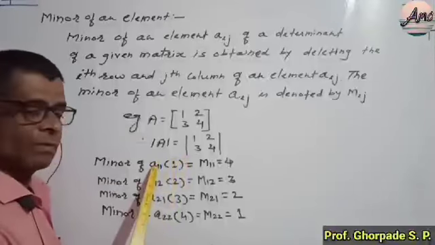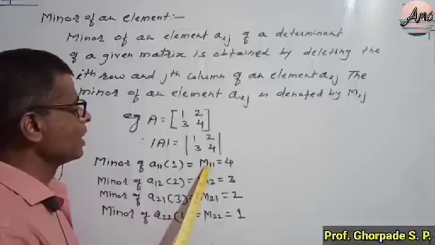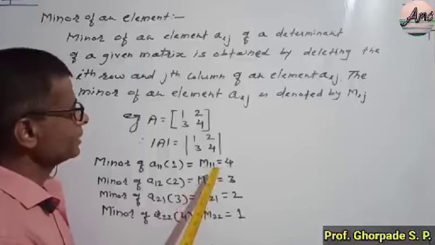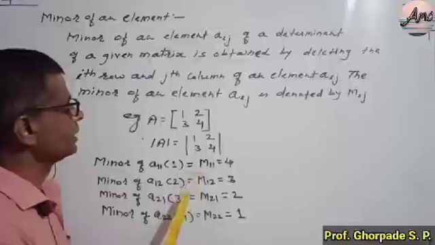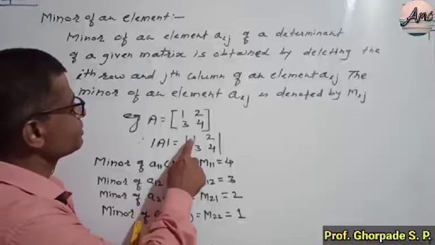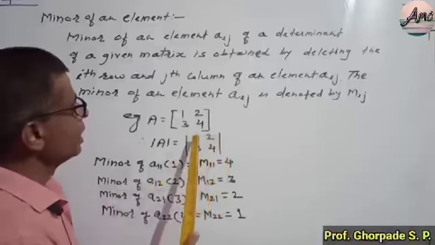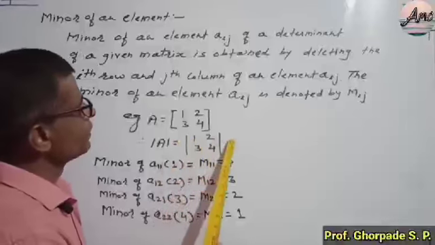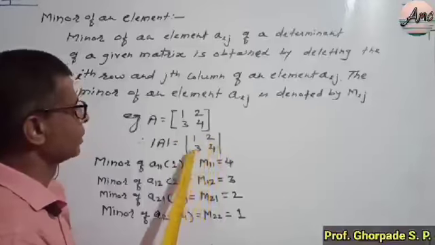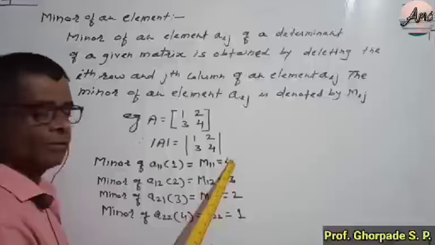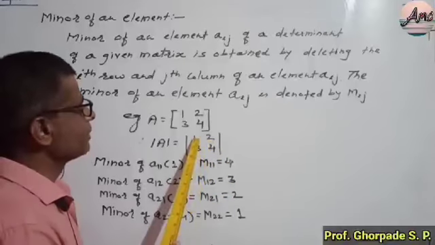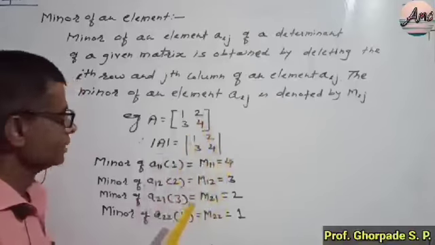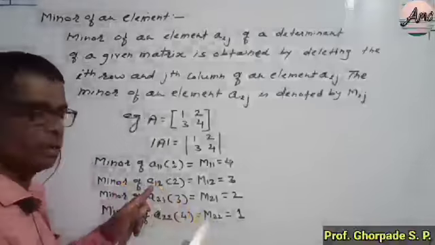So minor of A11 is denoted by M11, which is obtained by deleting the row and column of this element. So this element 1 is present in the first row, first column. If you delete first row and first column, you will get a 4. So the minor of A11 is what? A 4. Means the minor of 1 is what here? A 4.